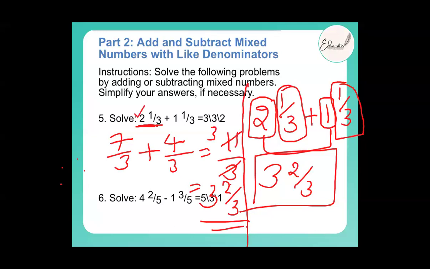First adding up the whole numbers. 2 plus 1 is 3. Then adding up the fractions. 1 by 3 plus 1 by 3 will give you 2 by 3. So this is the one method that you can apply. Or you can just convert it into the improper fractions.